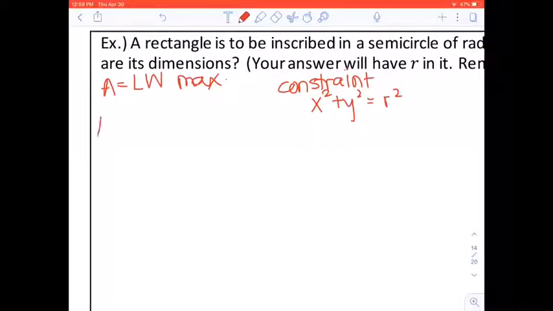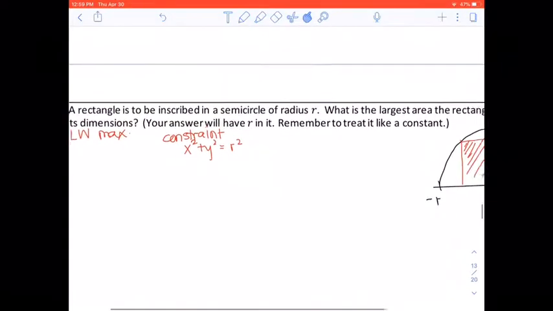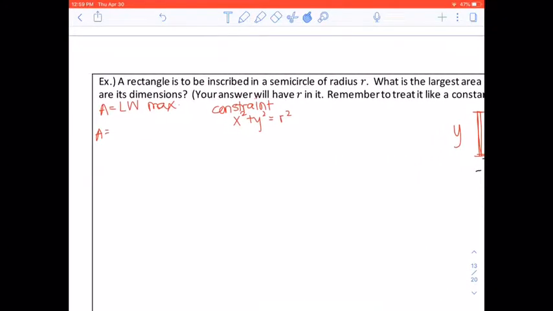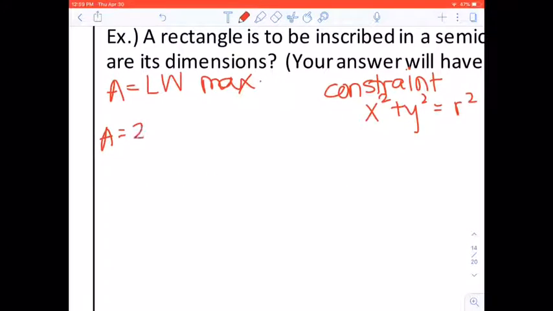So I need to rewrite my area formula in terms of x's, y's, and r's instead of l's and w's. So going back and looking at my rectangle over here, the height of my rectangle here is y, and that width down here is going to be, this is x, and this is also x, so this will be 2x. So the area of my rectangle is going to be 2x times y. So we have 2x times y, and this is what we want to maximize.